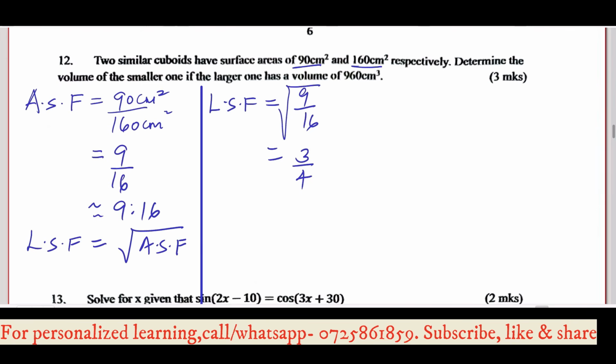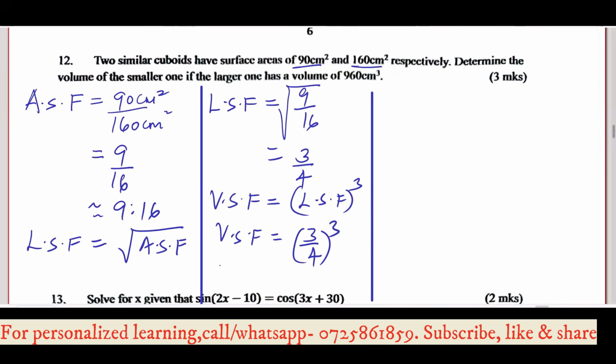After getting the linear scale factor, that will help us to get the volume scale factor, and the volume scale factor is what is going to assist us to get the volume of the smaller one. So volume scale factor is given by linear scale factor cubed. Therefore, volume scale factor will be given by linear scale factor, which is 3 divided by 4. Then we get the cube of that, and this will give the volume scale factor as 3 cubed, which is 27, divided by 4 cubed, which is 64. So that is the volume scale factor.